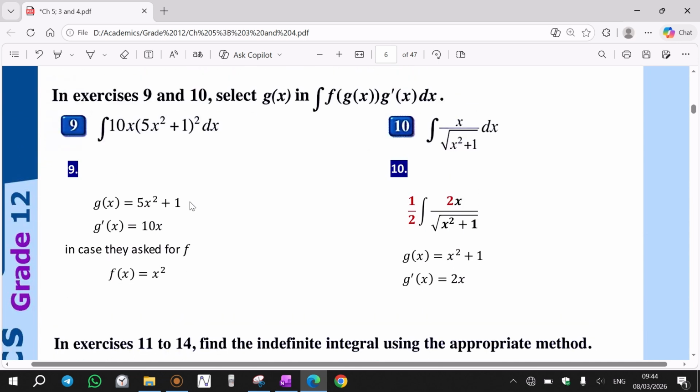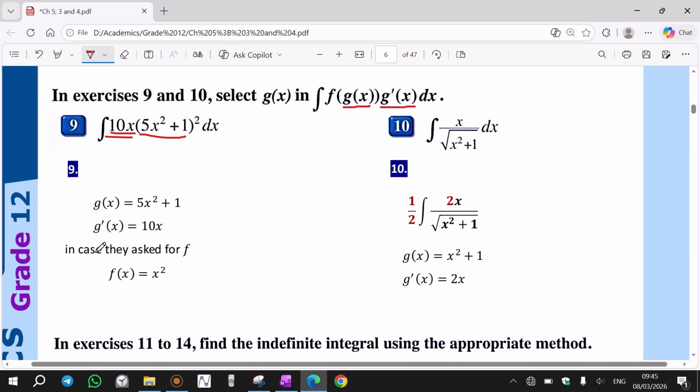Now questions 9 and 10. Questions 9 and 10 are like a function is given with its derivative. Just identify them. Which one is the function g(x)? Which one is the derivative of inside? Only this much. Here, inside the bracket is g(x), 5x squared plus 1. That's g(x). The derivative of 5x squared plus 1 is 10x, which is outside, so that's g prime.